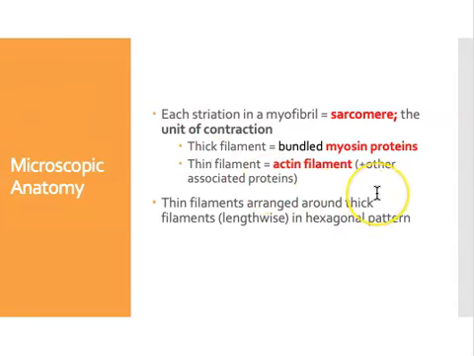Now, there are other what we call associated proteins, especially around these thin filaments. But the two primary players in a sarcomere are the thick filament made out of myosins and the thin filament made out of actins. The thin filaments are arranged around the thick filaments in what you can think of as a hexagonal pattern. In other words, it's important not to think about sarcomeres as being two-dimensional structures, even though that's how we draw them. It's actually a three-dimensional structure. The thin filaments surround the thick filaments in 360 degrees.